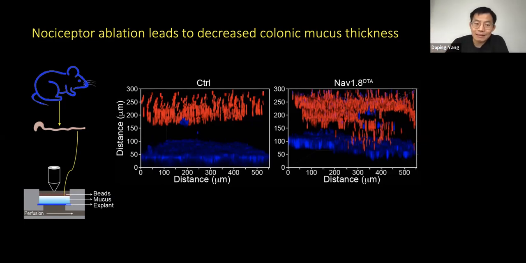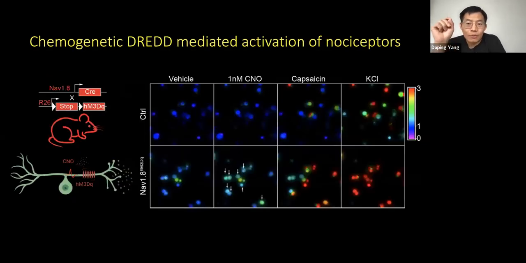So the next question we asked is, what if we activate the neurons? To this aim, we generated chemogenetic nociceptor neuron activation mice by crossing Nav1.8-Cre with HM3Dq, the activating DREADD flox mice, where the neurons can be specifically activated by drug treatment. We confirmed this system using in vitro cultured DRG neurons, where we found that CNO can trigger neuron activation in neurons isolated from the Nav1.8 DREADD mice, but not neurons isolated from the control mice.